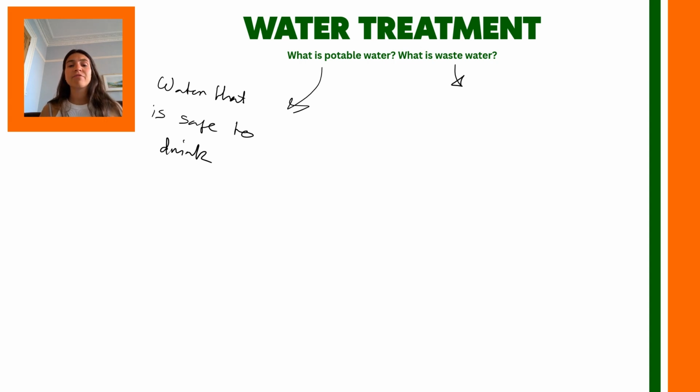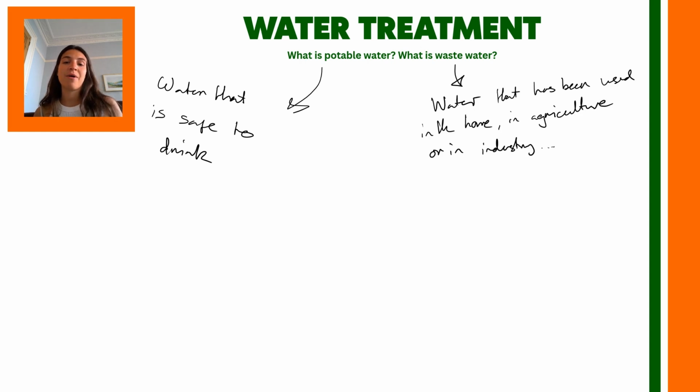drink. So it really isn't necessarily pure water. In fact, it's not pure water. You will have small amounts of other substances dissolved within it, but it's safe to drink. Wastewater, however, is water that has been used either in the home or agriculture or in industry, and is very much not safe to drink. So we might want to treat some of that wastewater so that we could use it again.